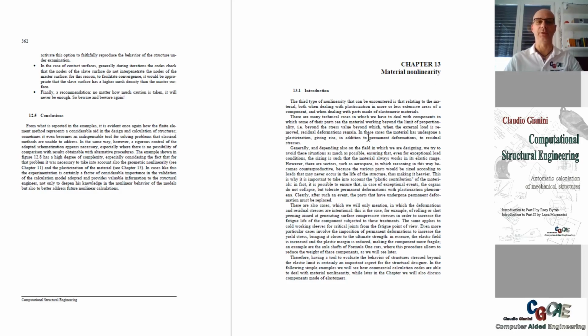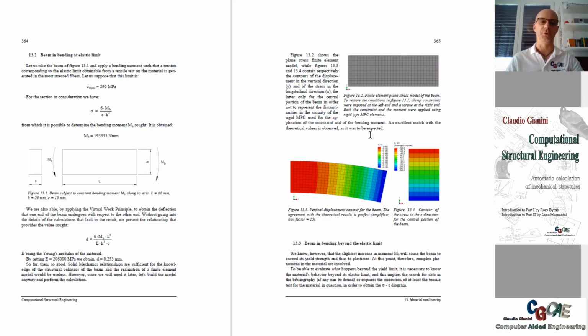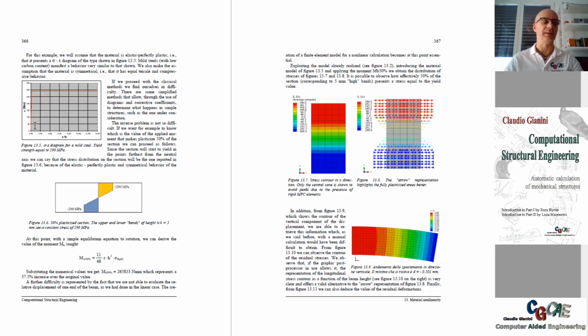But anyway, it's material nonlinearity, and this is by far the most complicated nonlinearity which we can find, due also to the fact that it's not easy to get the material nonlinear properties, or at least not for all of them. So we start with again a very simple example: a beam undergoing pure bending, and we use a nonlinear elastic perfectly plastic material, which means that we have a linear behavior up to the yield limit and then a constant stress while the strain is still increasing.